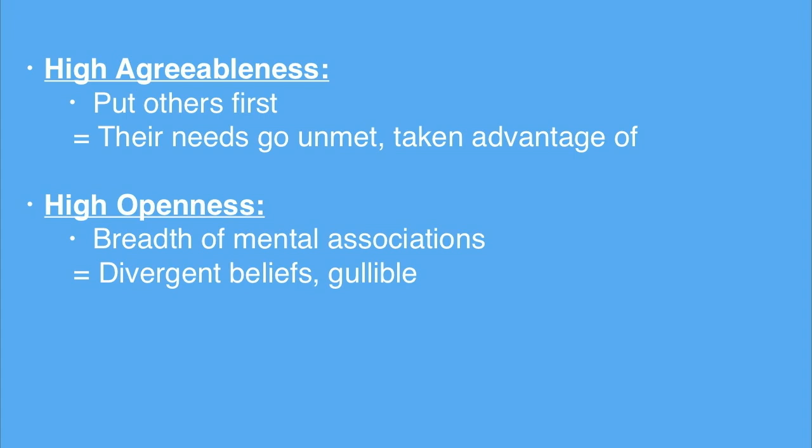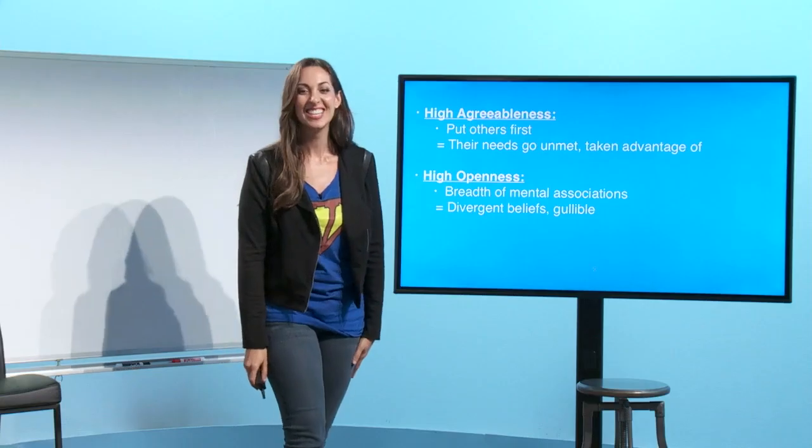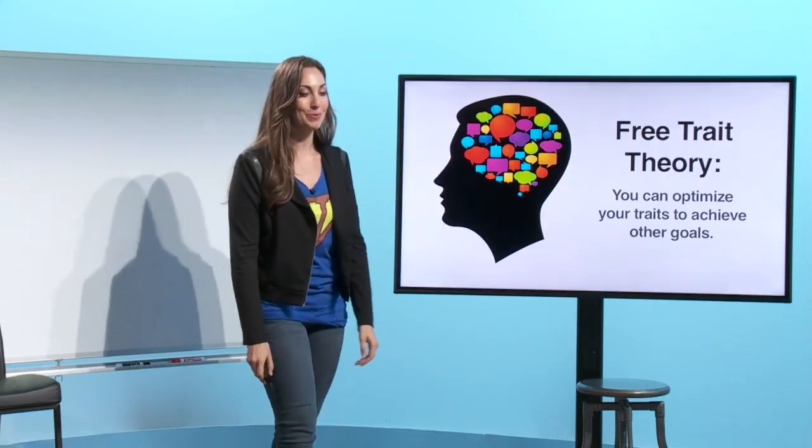And high openness. They have a breadth of mental associations. They're really good at combining things and trying new things and thinking new things, but this can make them have divergent beliefs, and also their gullibility tends to go up. People high in openness are so open to new ideas, they're like, sure, that could work. I love it. So they can tend to be gullible.